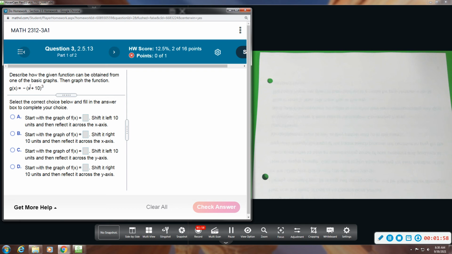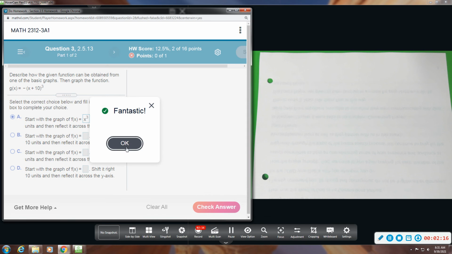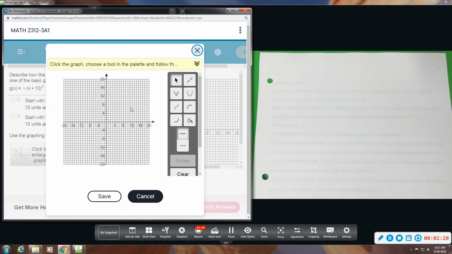So we're going to start with the x cubed because we see the third power. Shift left 10, reflect across the x. So it looks like A is the one that we want. Start with x cubed, shift left, and then reflect across x. Okay. And then we're going to graph it by doing just that.